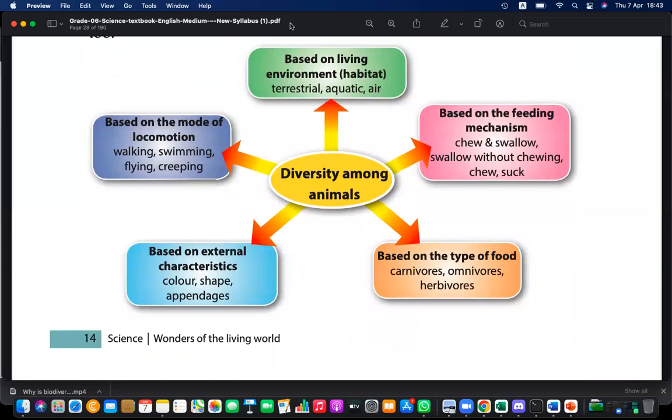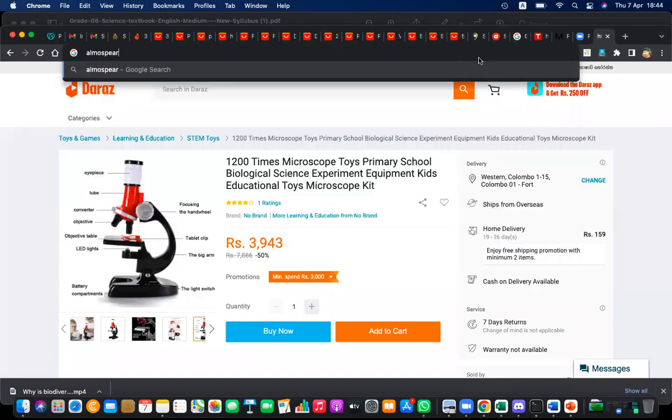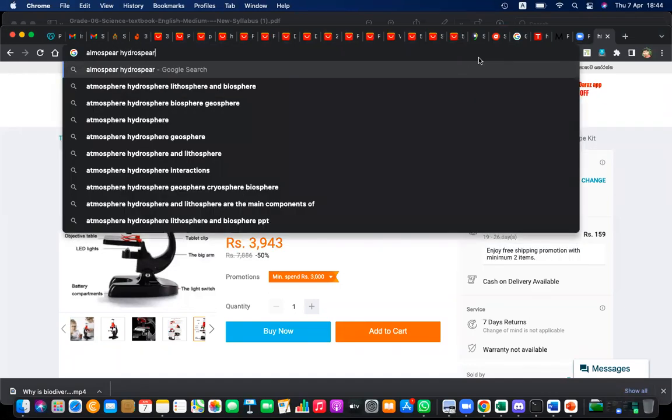Then based on the same habitat, we can divide animals into terrestrial animals, aquatic animals, and the animals in the atmosphere. Animals in the atmosphere, aquatic animals in the hydrosphere, and terrestrial animals in the lithosphere. So we learn about that, right? And I think you can remember this image, right? Atmosphere, hydrosphere, lithosphere.